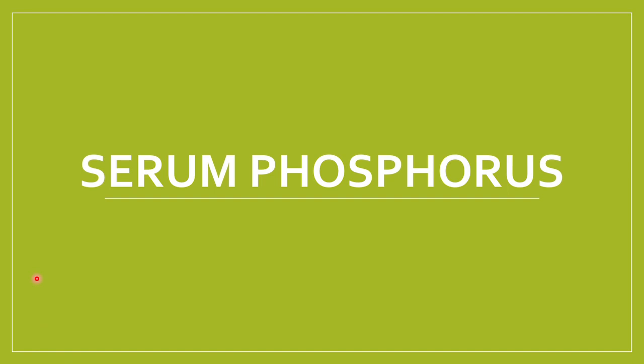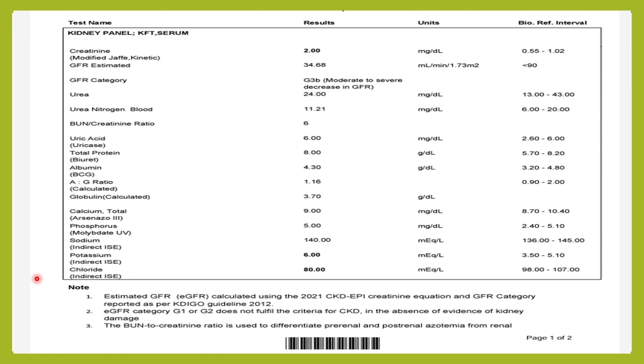In today's class, let us discuss serum phosphorus. You all know that the kidney function test sometimes includes serum phosphorus also, and serum phosphorus is one of the important elements in our body, along with calcium, that maintains homeostasis.